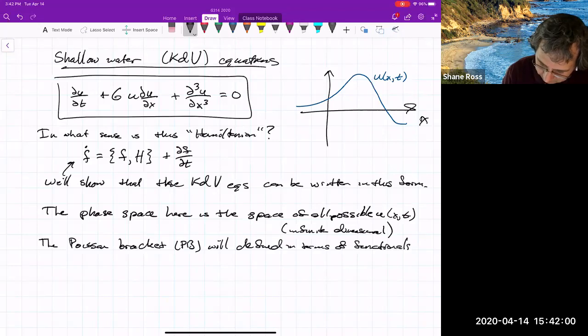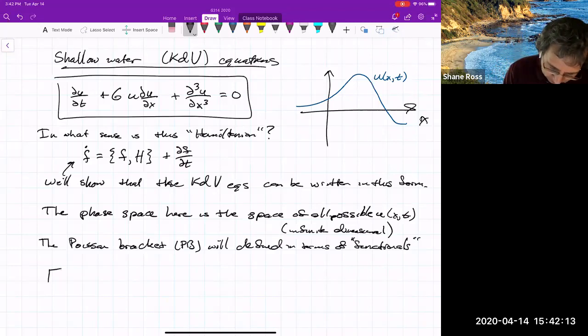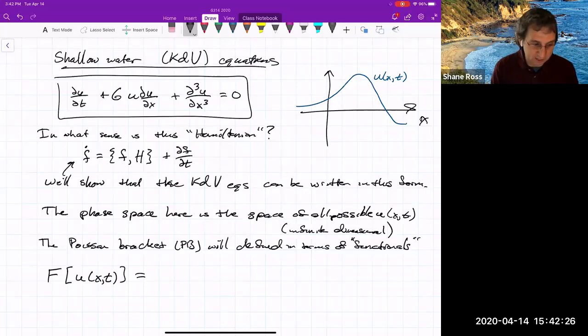So this kind of harkens back to when we did the variational approach to get the equations of motion. A functional, I don't know if I called it that then, but if you have a functional, capital F, it's a function of a function. So the way to make capital F a scalar is you integrate.